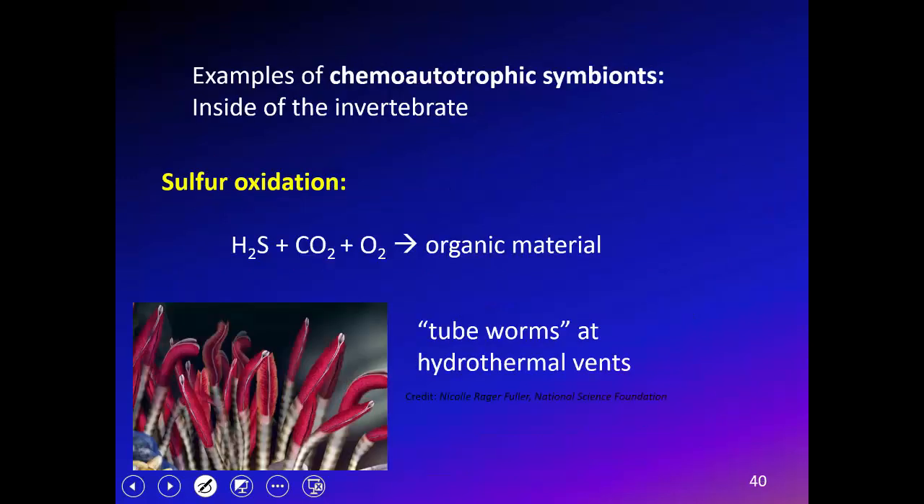Okay, so what's happening here is the use of this otherwise very toxic compound, hydrogen sulfide, as an energy source by these chemoautotrophic symbionts. And they're using CO2 as their carbon source, and they're making organic material. They're making organic material for itself. They're making more cellular material. And that cellular biomass of the bacterium then goes on to feed the invertebrate. And a spectacular example of that is tube worms that we see at hydrothermal vents.